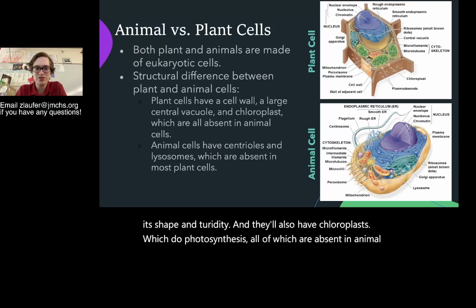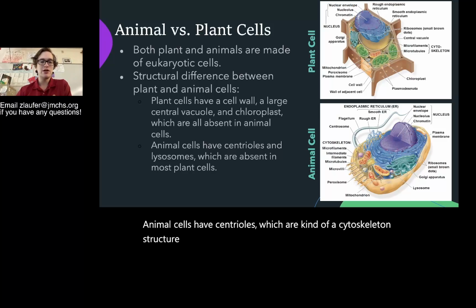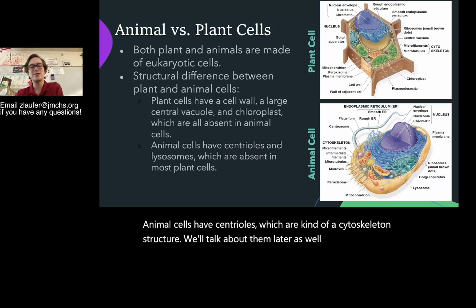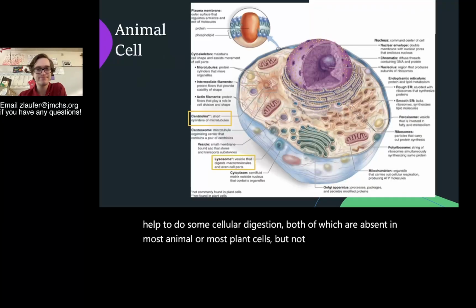Animal cells have centrioles, which are kind of a cytoskeleton structure. We'll talk about them later. As well as lysosomes, which help to do some cellular digestion, both of which are absent in most plant cells, but not all. So, general overview of a plant cell.